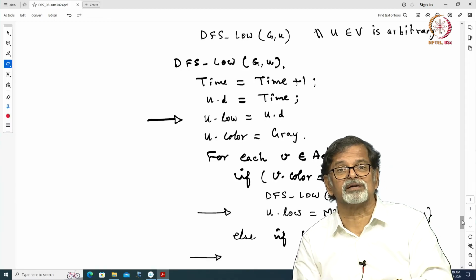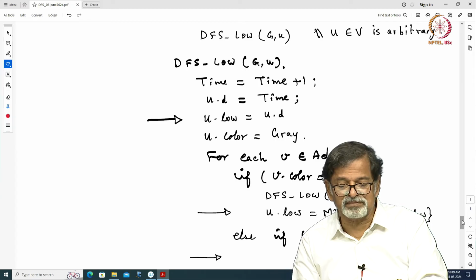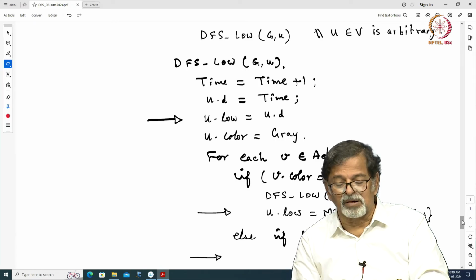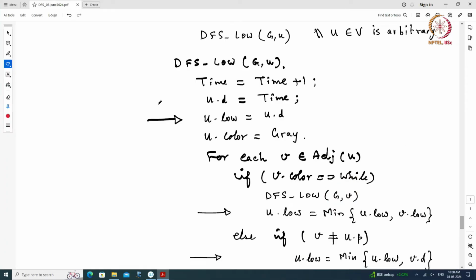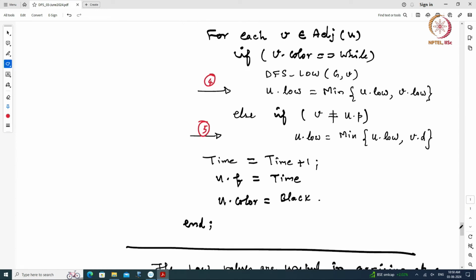Therefore, at control point 1 you can see a step is added. What is added at control point 4? This is control point 1, this is control point 4, this is control point 5. At control point 5, whatever you have to do for the back edge is added. At control point 4, whatever you are supposed to do for backtracking is done. Therefore, this completes the specification of the algorithm.